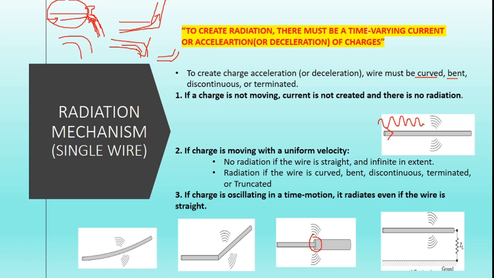The first one: if the wire is just straight without any movement of charges, there will not be radiation. Next, if the charge moves with uniform velocity and the wire is straight, once again there will not be any radiation. But if the wire is straight and we have a bend or a curve or some discontinuity or some termination, in that case radiation will be initiated. And the fourth case: even if the wire is straight but the charge itself is oscillating in time, then we can say that radiation will be created.